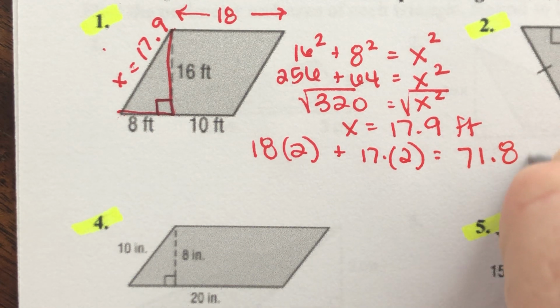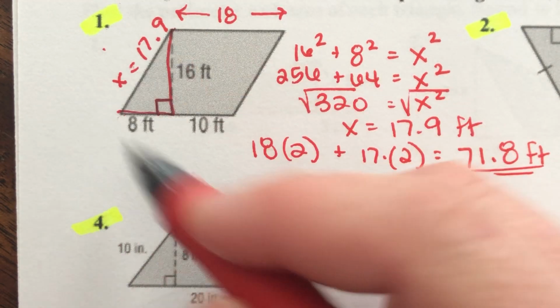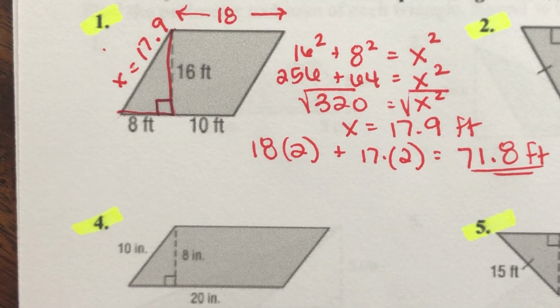71.8, and that's in feet, not square feet. It's just length. It's just distance if we walked around the outside. So 71.8 feet. Now we want to find the area.